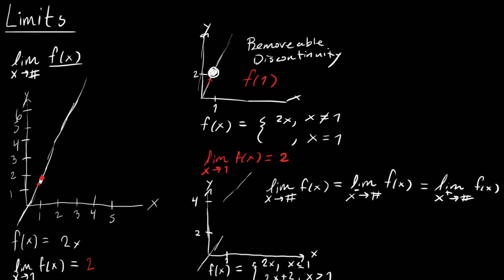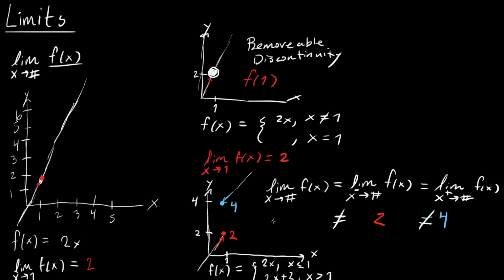So if we look at this case, as x approaches from the left, we see that it approaches a value of 2, right? Which is somewhere here. But when x approaches from the right, we see that it approaches a value of 4 instead. So if we fill in the blanks, this is 4, this is 2. That means that these are not equal to each other, right?